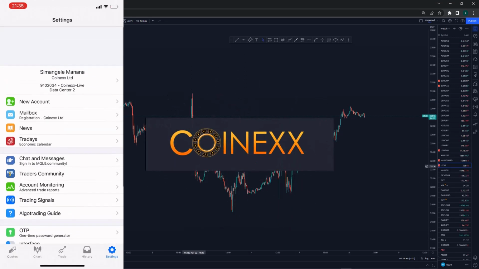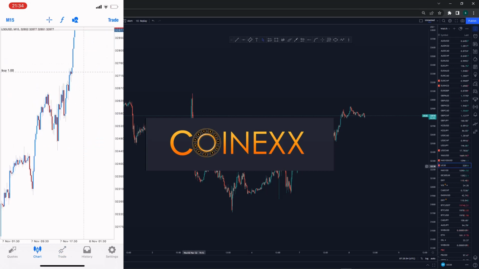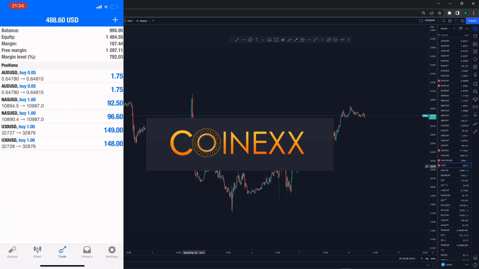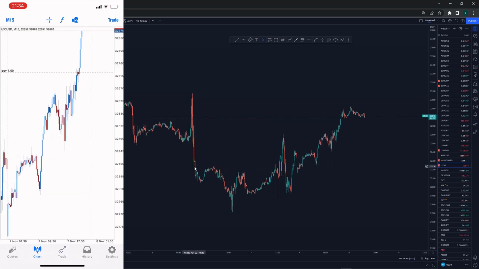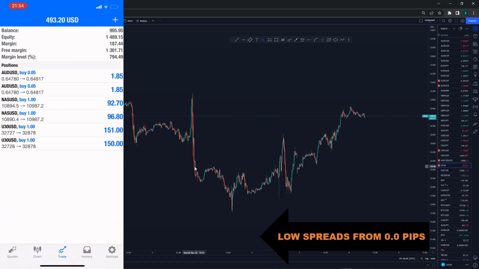The broker that I am using here, you can see it's Coinexx. This broker is so helpful when it comes to trading NASDAQ and US30 with the spreads. The spreads are really, really low.